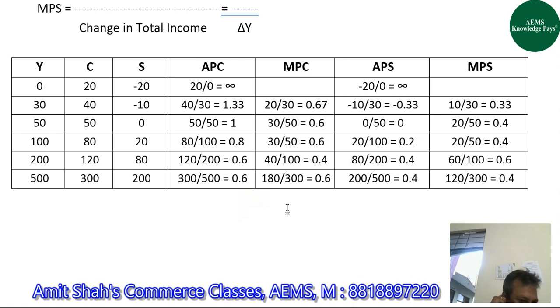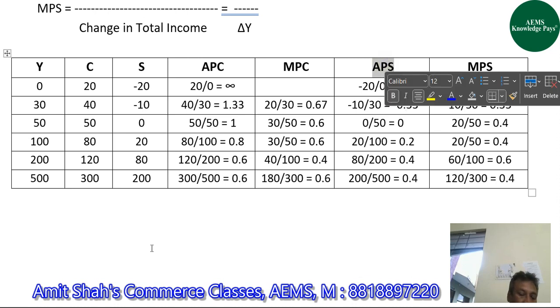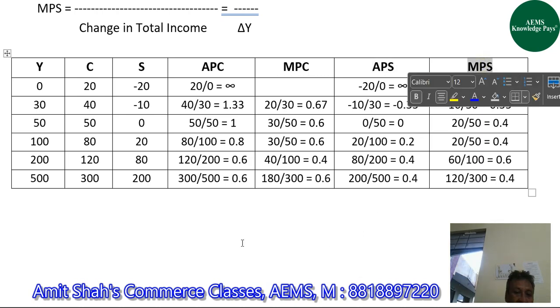I hope, guys, you all are getting this. Yes or no? Okay. Why did I show you this multiple data? Because I wanted to make you understand one more thing, that APS can never be equal to 1 or more than 1, nor MPS.